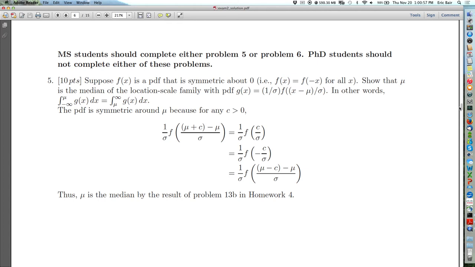The simplest way to do it, though, is to just show that the PDF is symmetric around mu. If it's symmetric around mu, we proved in the homework problem that if a PDF is symmetric around some value, that value must be the median, and then we're done. Any questions on this one before I go to 6?